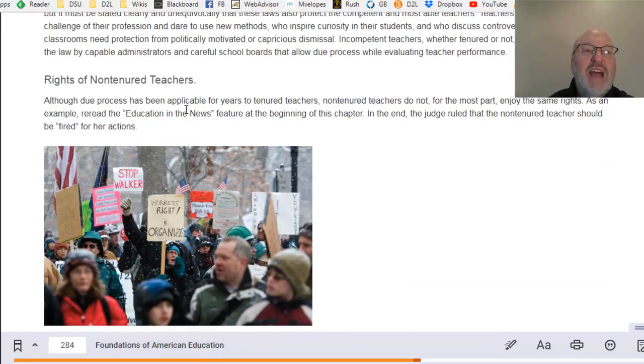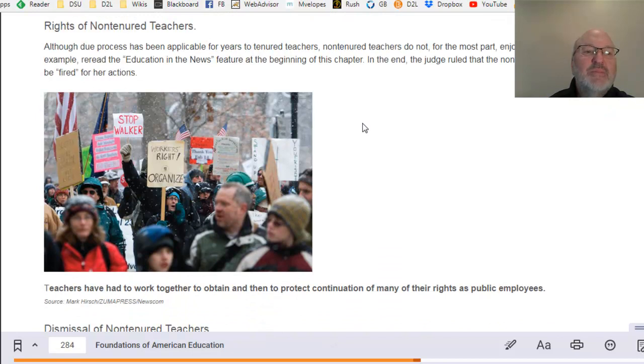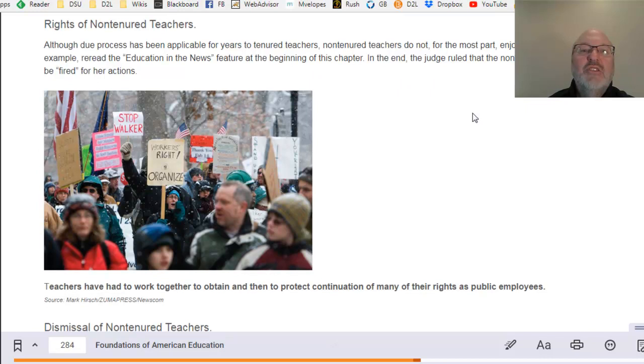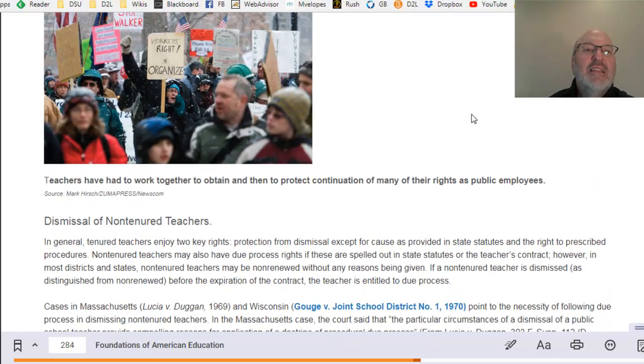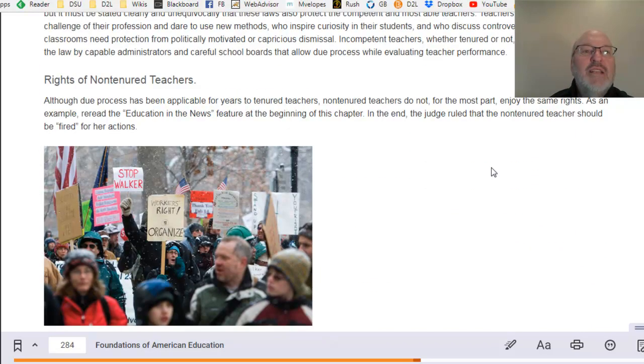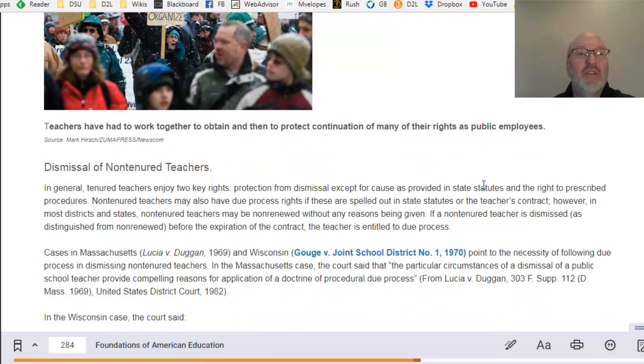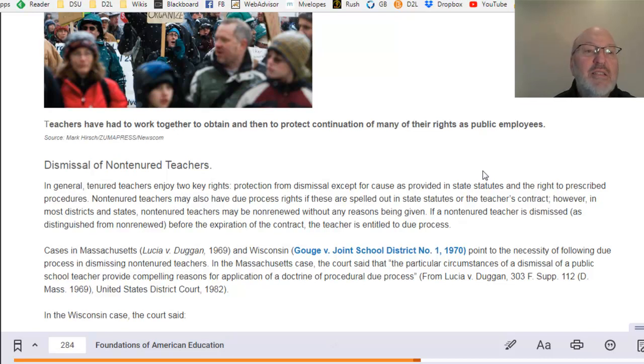What about the rights of non-tenured teachers? You still get due process. Although due process has been applicable for years to tenured teachers, non-tenured teachers do not, for the most part, enjoy those rights. Example, reread the Education News, the Facebook person featured at the end of this chapter. The judge ruled that the non-tenured teacher could be fired for her actions. So if you're not tenured, you certainly don't want to post stuff on Facebook criticizing or doing something.